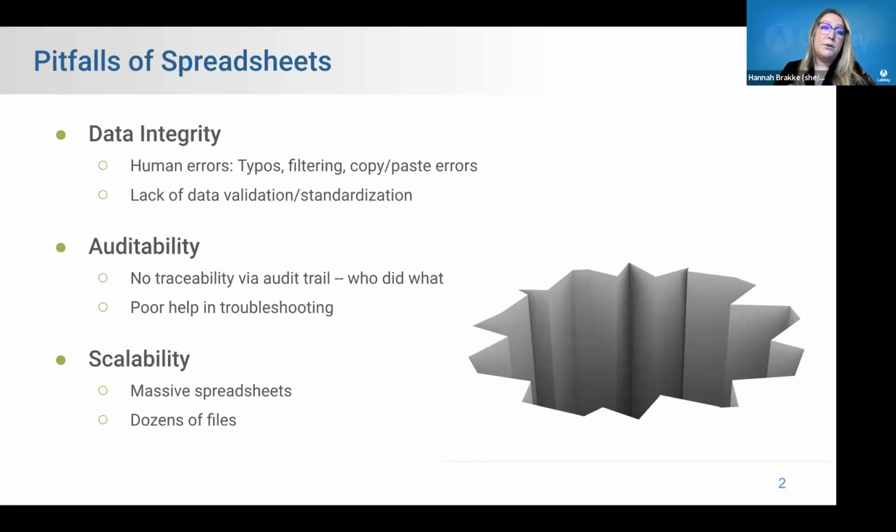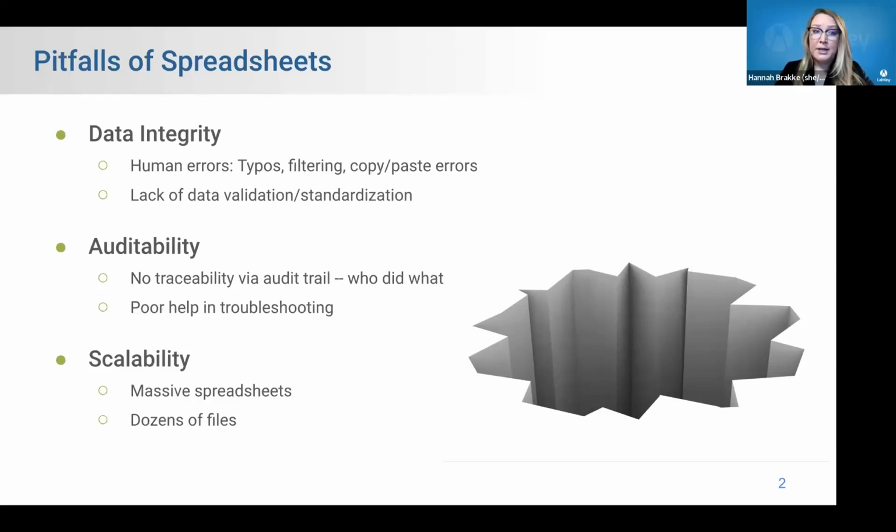The other issue around data integrity in spreadsheets is the lack of data validation or standardization. Oftentimes we'll see a field with multiple values that mean the same thing, but unless you're an expert in that space or able to identify them, it's hard to access that data in a usable way from an analysis perspective.